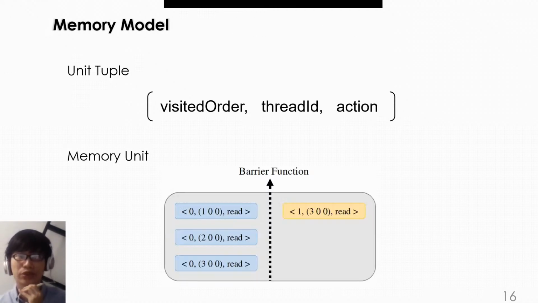A memory unit corresponds to a single memory address, which contains multiple unit tuples. And the within order is incremented by the barrier function only. We can see here we have 3 unit tuples with order 0. When all the execution paths go past a barrier function, the within order increases by 1. The others added to this memory unit will go by within order 1.